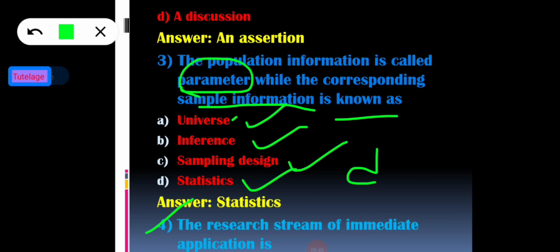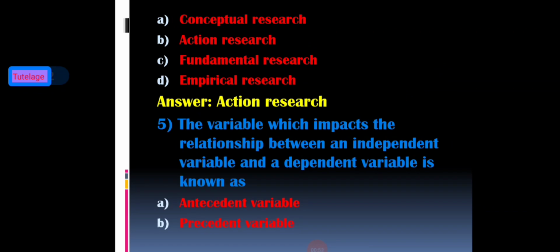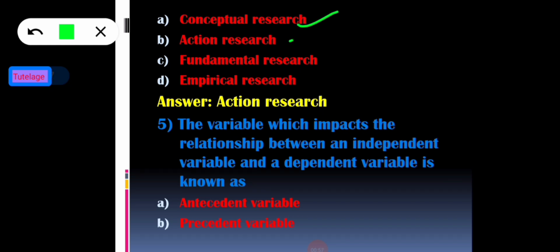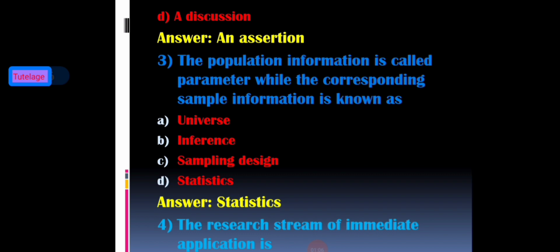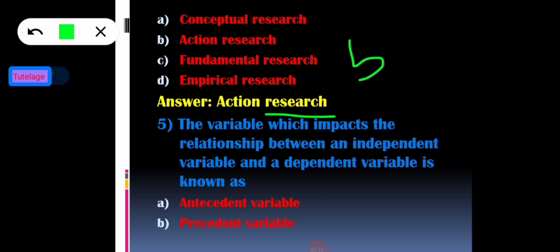Now going to the fourth question: the research stream of immediate application is. There are four options here. The first option is conceptual research, the second option is action research, the third option is fundamental research, and the fourth option is empirical research. Immediate application is related to action research, so option B is the correct answer, not conceptual, fundamental, or empirical research.